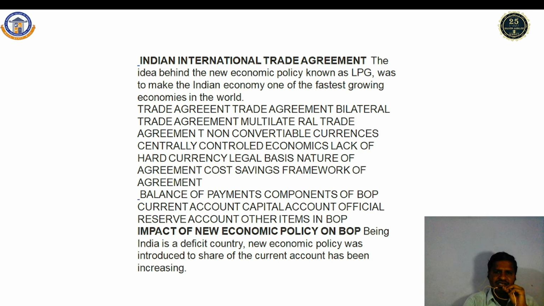Trade agreement: bilateral trade agreement, multilateral trade agreement, and agreement on non-convertible currencies, centrally convertible economies, lack of hard currencies, legal basis, nature of agreement, cost saving, framework of agreement. Balance of payment components: current account balance, capital account, reserve account, other items of BOP.